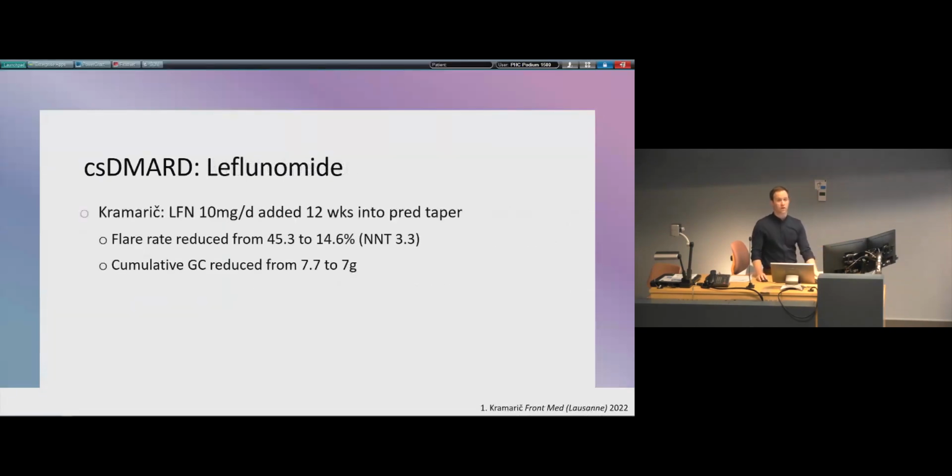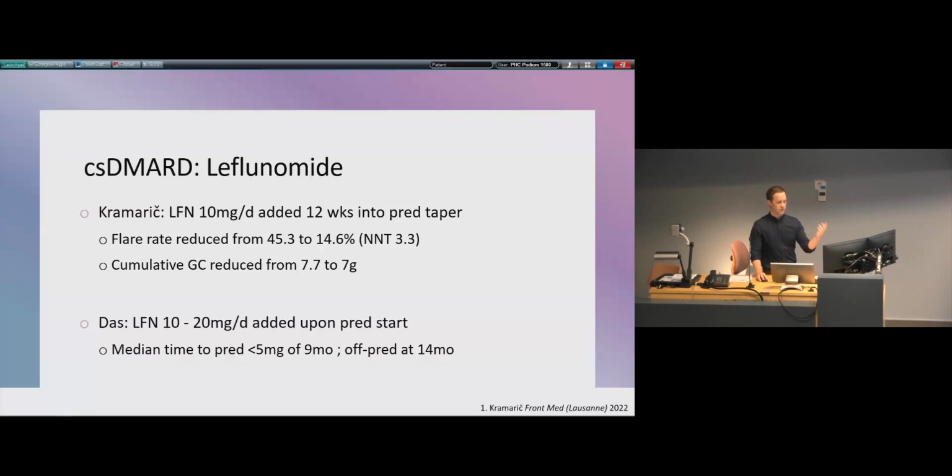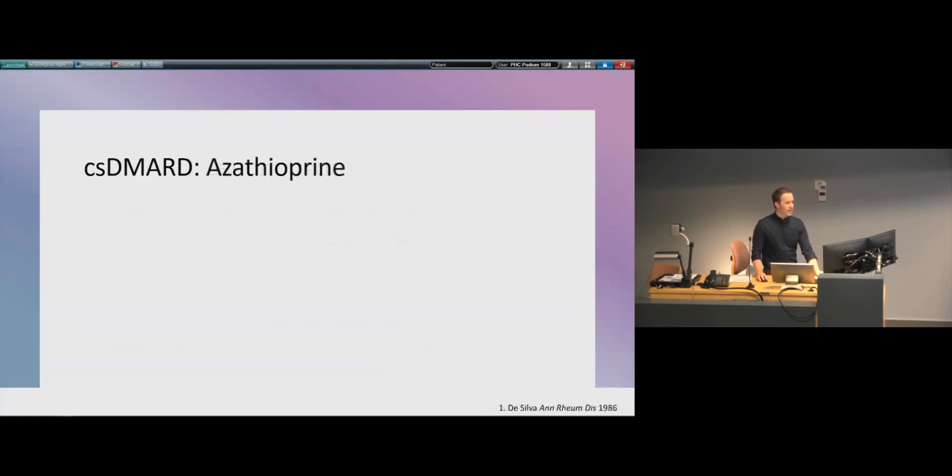Leflunomide, also a good option as an alternative or even an add-on to methotrexate. A few studies demonstrate that there is significant benefit with a reasonably low number needed to treat, reduction in glucocorticoid exposure, and potentially some increased efficacy in terms of getting to a low dose prednisone. So certainly leflunomide, another option.